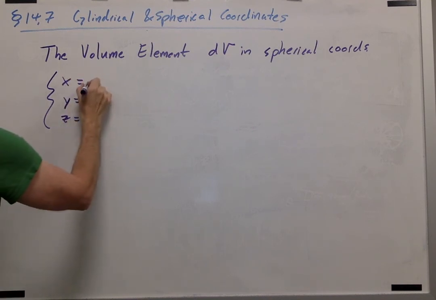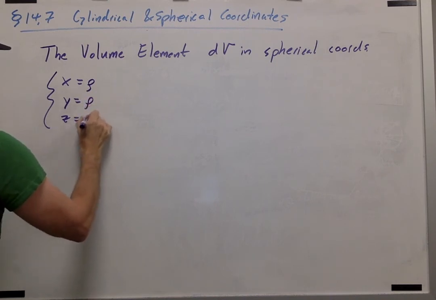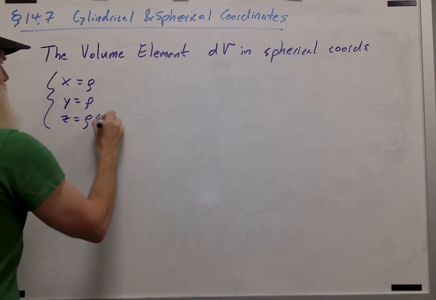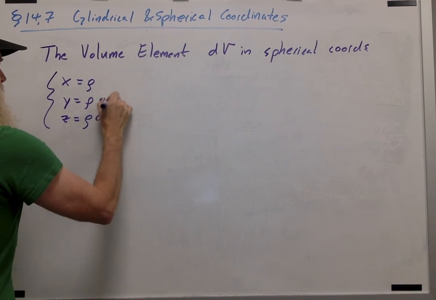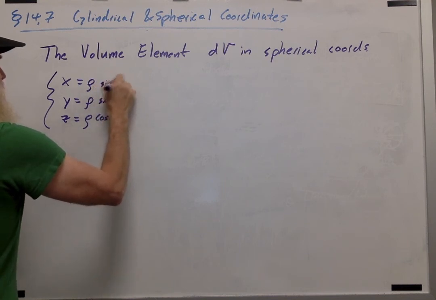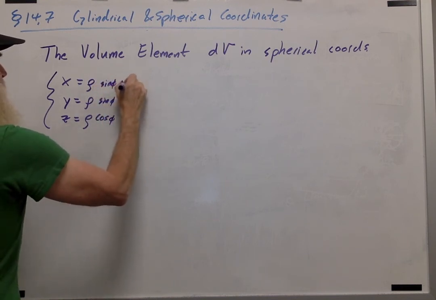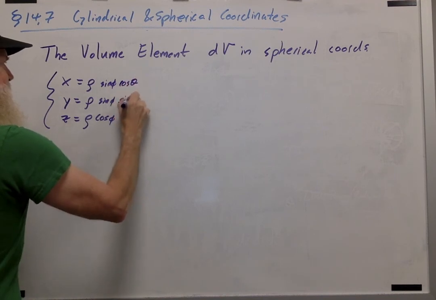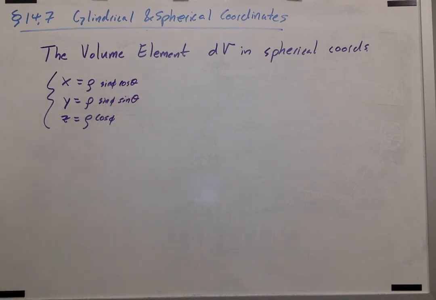For x, y, and z, going downward, it's rho, rho, rho. Going upward, it's cosine phi, sine phi, sine phi. And going back downward, cosine theta, sine theta. Maybe you've come up with a better way of remembering that, but that's what works for me.